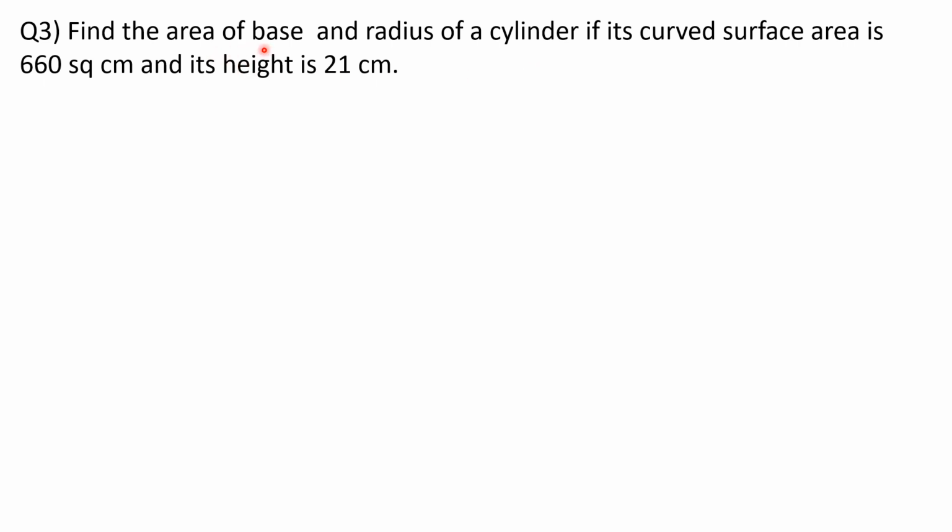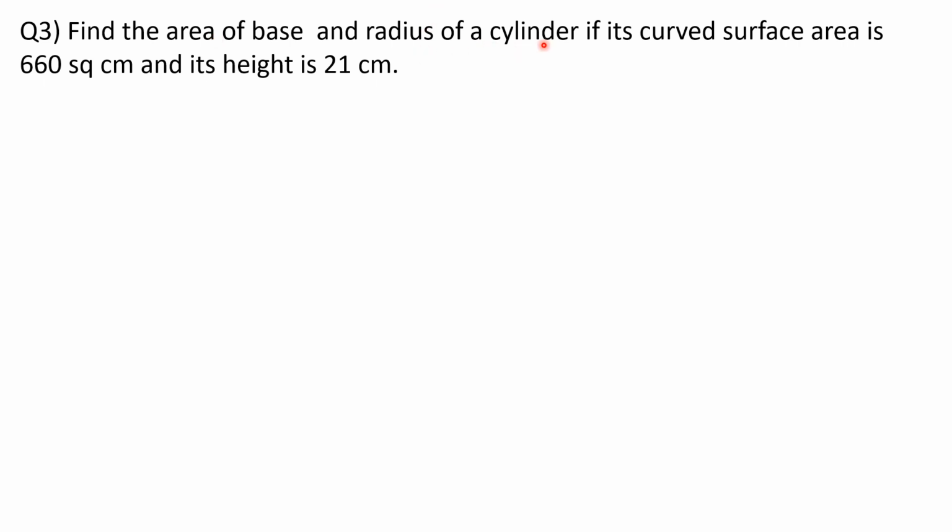Okay, and area of base, yes, area of base formula we have already explained in the starting. That is area of base means circular part, the down part. That is the formula is pi r square. But for that we need radius r. So first we have to find radius of the cylinder.